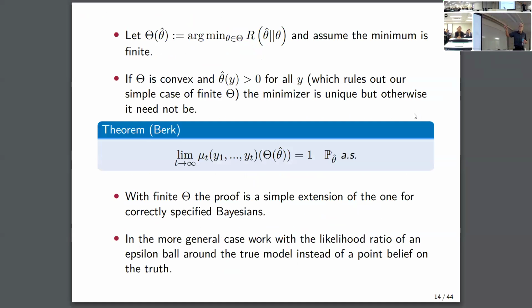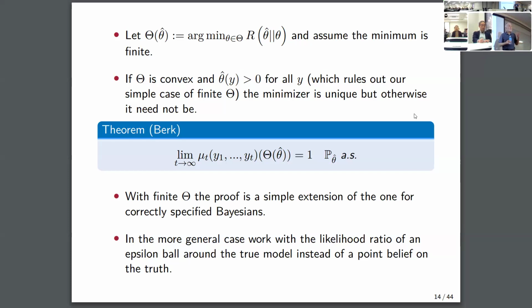So capital Theta of theta hat is a function of the truth: the set of models theta in the support of the agent's prior that minimize this divergence, and assume it's finite. Okay? If the set capital Theta is convex, and if the true probability of y is positive for all y, the minimizer is unique, but otherwise it need not be. It's a little, skip that. The key thing is Berk's result.